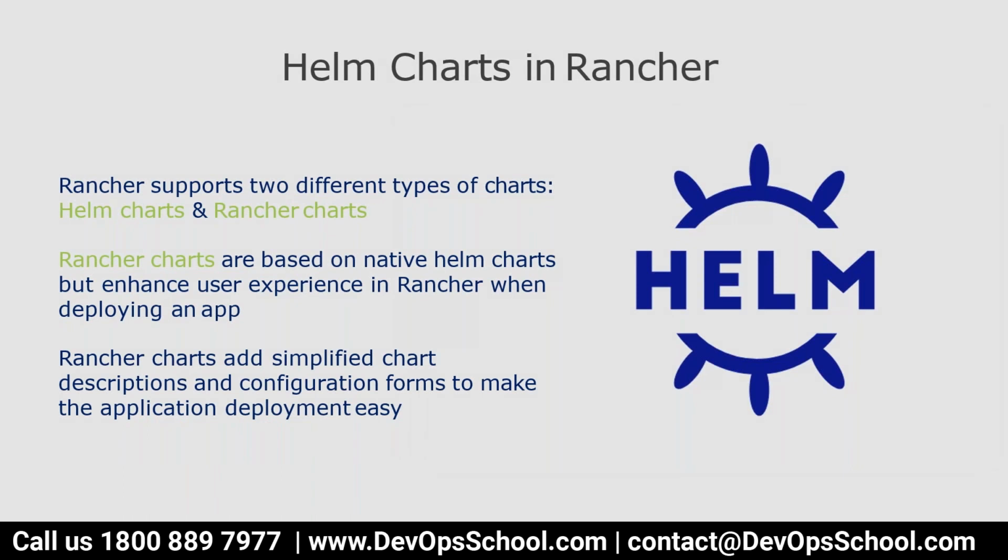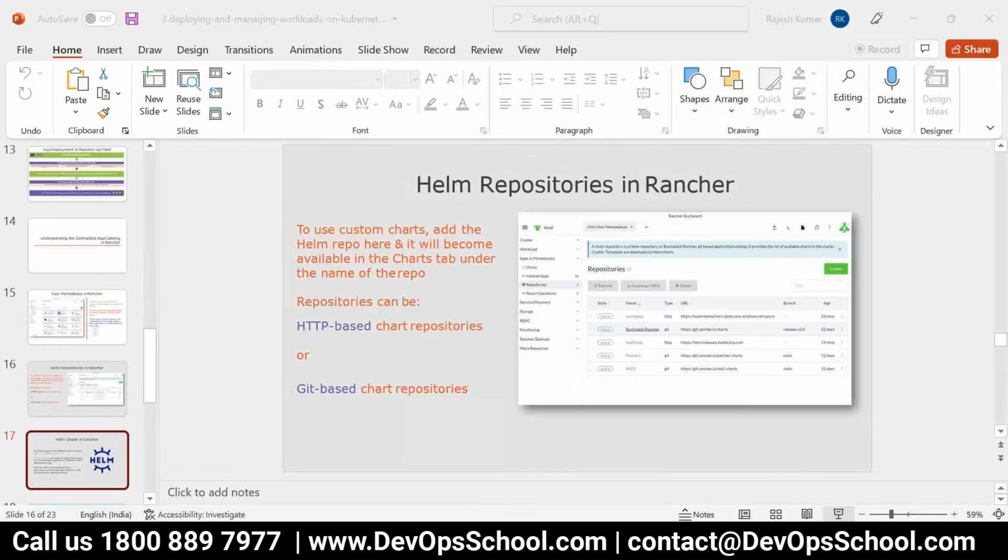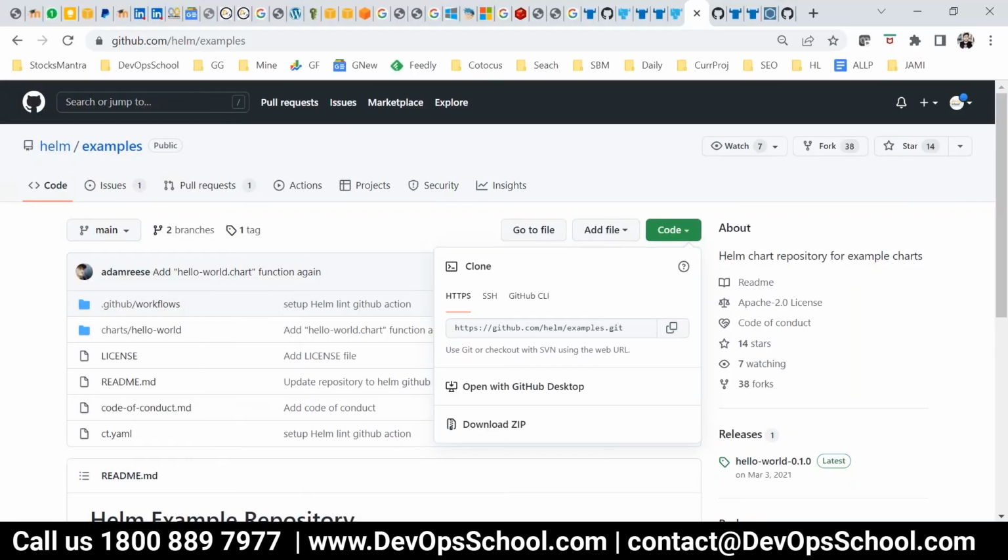And Rancher supports two different types of chart: Helm chart and Rancher chart. Rancher charts are based on native Helm chart, but enhance the user experience in Rancher when deploying an app. A Rancher chart adds a simplified chart description and configuration form to make application deployment easy. So what is a Helm chart, and what is a Rancher chart?